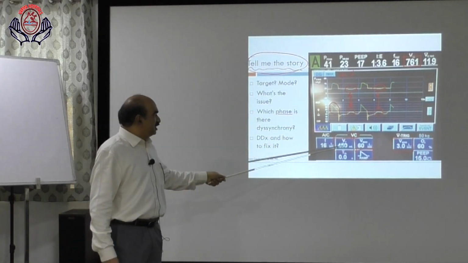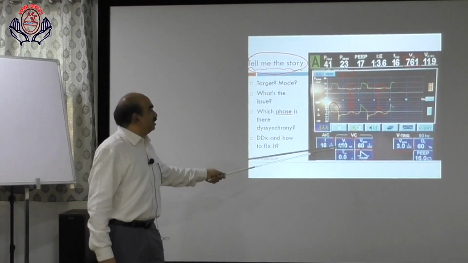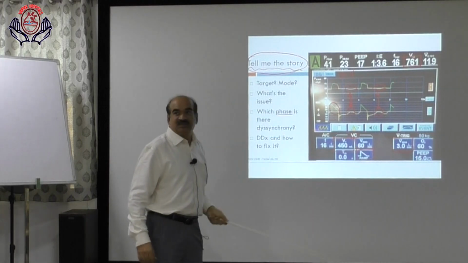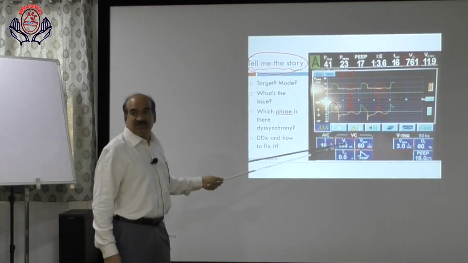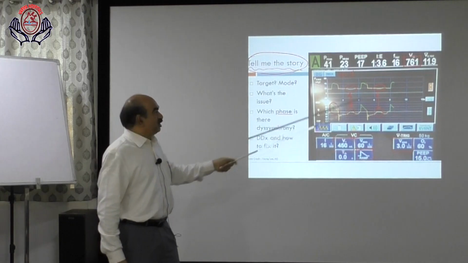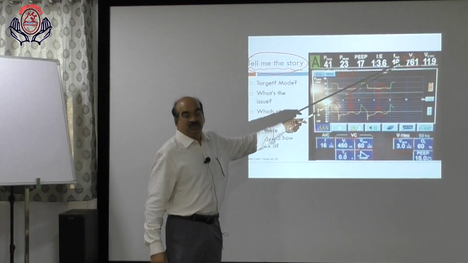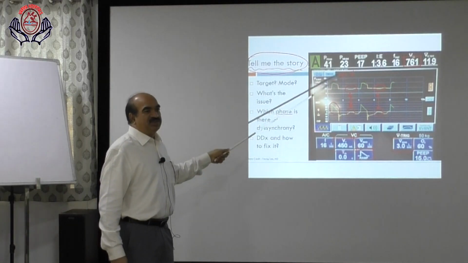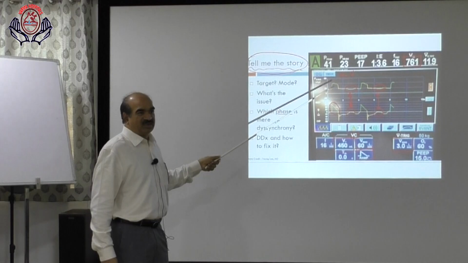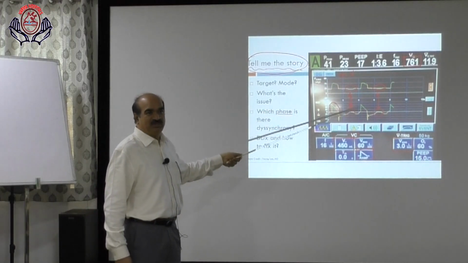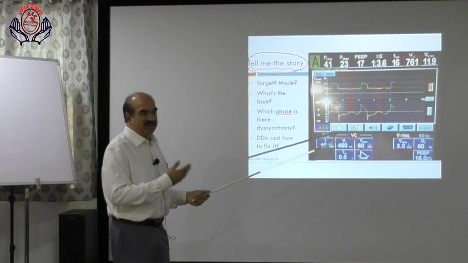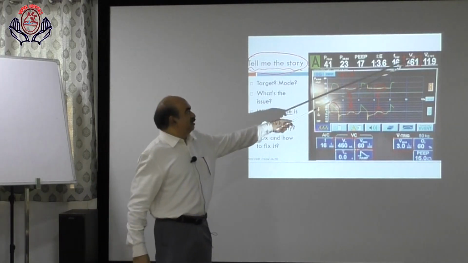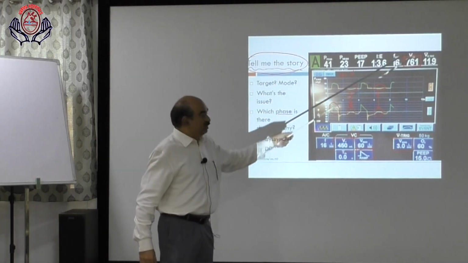Here, the set tidal volume is 450, but the tidal volume the patient is getting is 760. Set tidal volume is 450 only, but what the patient is getting is 760. How is it possible? At that time the patient is getting nebulization, and that additional volume is being recorded. So that additional volume the patient is getting at that point of time.